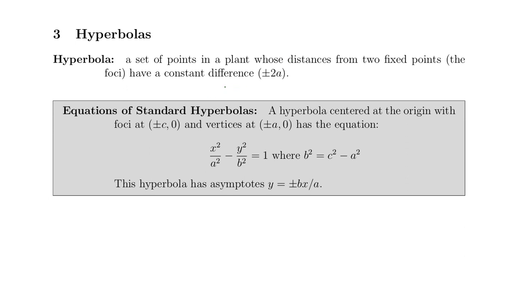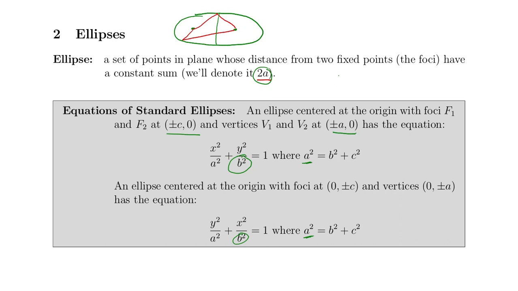So this one is a little bit weird. It's a set of points in a plane whose distances from two fixed points, the foci, have, instead of a constant sum, a constant difference. So remember, let's go back to this picture that I drew. Remember how these two red lines added up to be the same as the distance between these two red lines? Instead, what we're going to say is that the difference between these two red lines is the same as this difference.